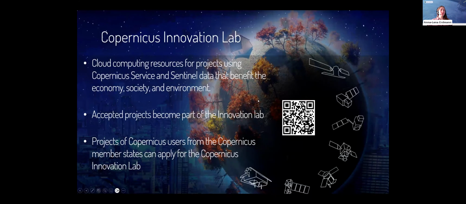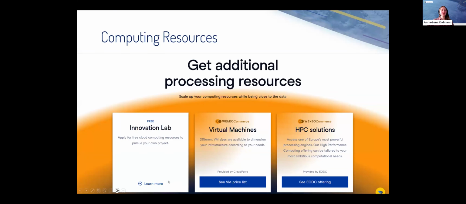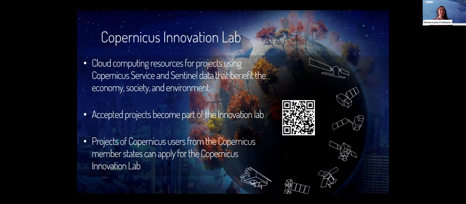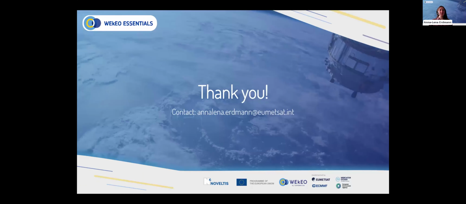If you scan this QR code, you will be redirected to the website. And when you're at the website and learn more, you will be redirected to the application form. It's not a long process. It's just a couple of questions about your project: what's your plan, what data will you use, how many resources do you approximately need, do you need only CPUs and RAM, do you also need GPUs, and so on. And then we get the process started. And that's already it for the additional computational resources.